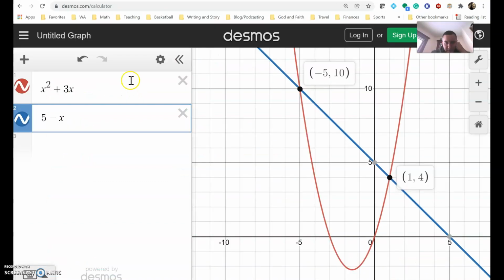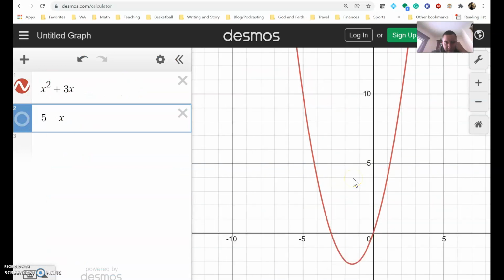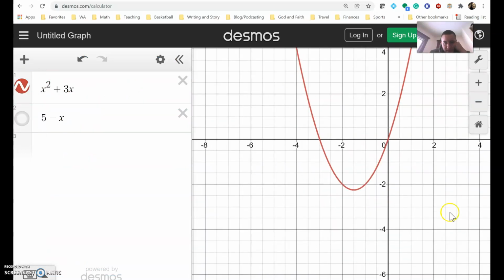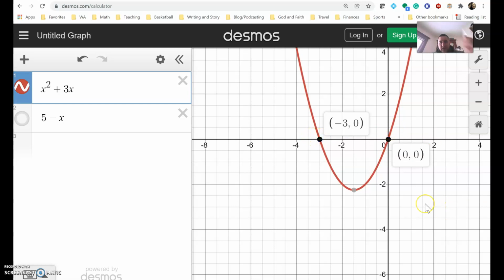Let's go look at our visual. It's still up. There's the f function. Where does it go through the axis? Does it go through at 0, 0? Sure does. And at -3? Sure does. Okay, we found algebraically where this function is equal to 0.